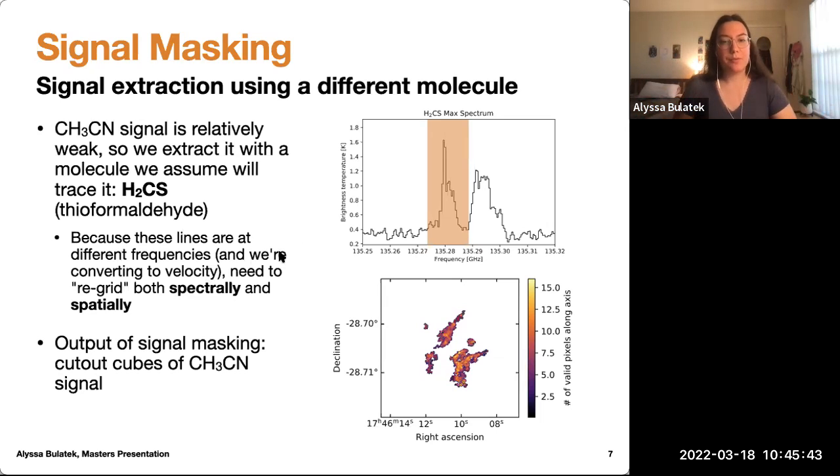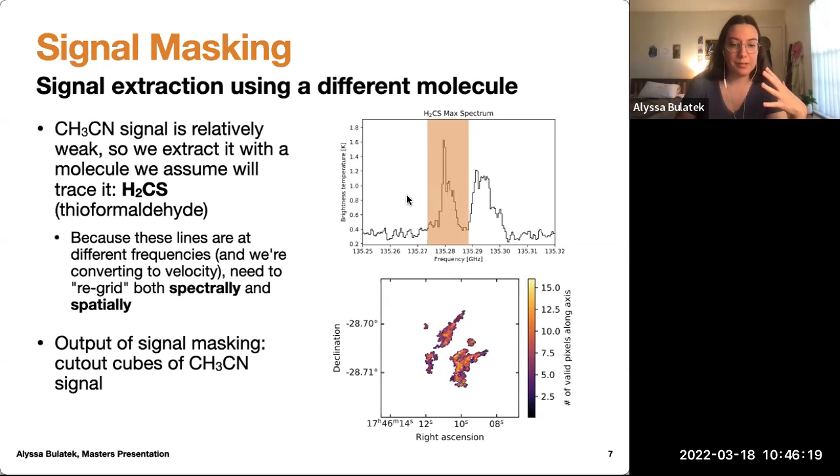We'd much rather have just a simple Gaussian line, kind of like this one, although this isn't quite a simple Gaussian, to be able to measure the velocity, so we can easily extract the signal from any given pixel, as long as we know what the velocity is. So to fix this issue, the fact that it's hard to do with methylcyanide, we chose to extract the methylcyanide signal using a bright molecule that we found to have a similar spatial and velocity structure to methylcyanide.